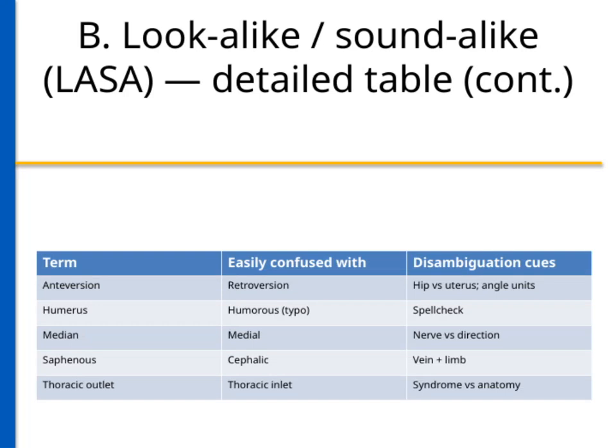Now, let's take a closer look at some common terms that can easily be confused or mistaken for others. First up is anteversion, which is often confused with retroversion. To keep these straight, remember that anteversion refers to the forward tilt, such as of the uterus or hip, and you can distinguish it by considering the angle units, degrees versus other measurements.